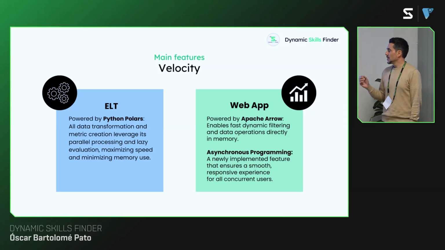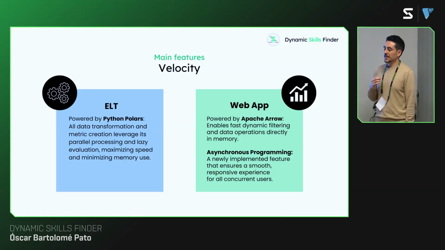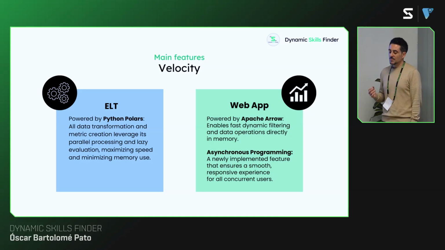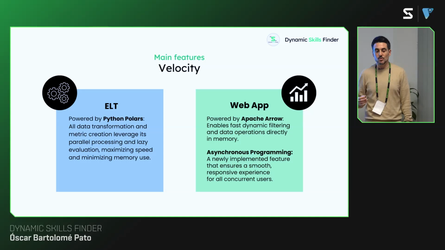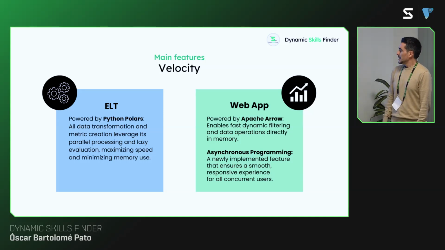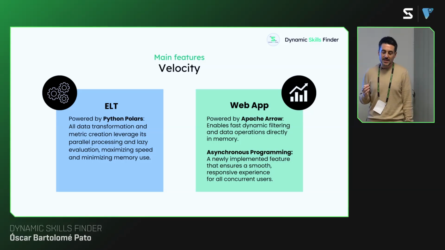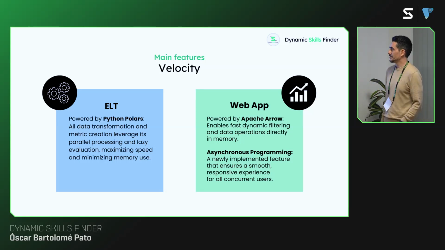On the web app side, I've used Apache Arrow for every dynamic filtering and data operation. Apache Arrow lets us do this in memory. It's very similar to Polars. I think, in fact, that Polars is built on top of Arrow. And beyond the final submission, I've implemented asynchronous programming for the dynamic filtering. So this ensures that even when there are multiple concurrent users, the app remains smooth and responsive.